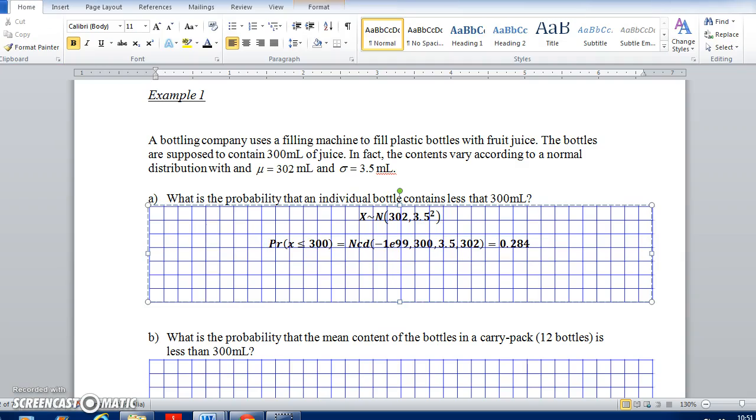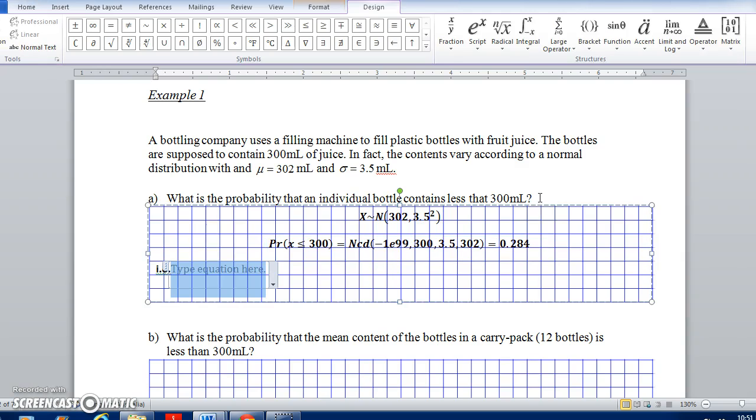0.284. So that means that approximately 28% of the bottles contain less than 300 milliliters.